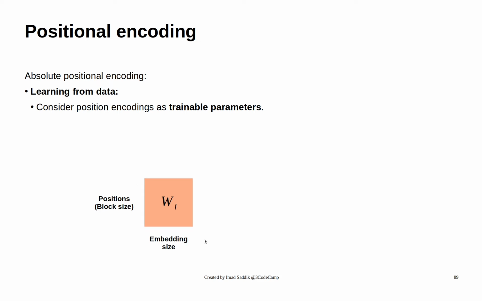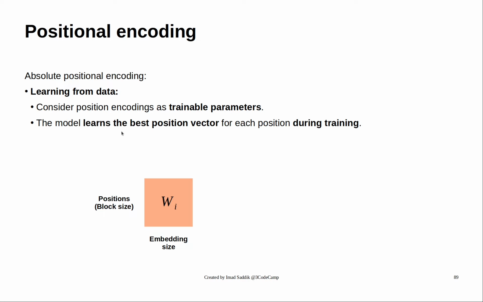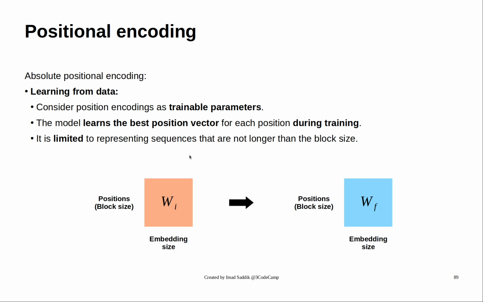And here you can see that we have the embedding size. So this is the shape of the matrix. The shape is the max length, which is block size, by embedding size. During training, the model learns what values work best for each position. At the end, we get a tensor, let's call it WF, which means the final weights, that contains all the positional vectors. But this method has a key limitation.